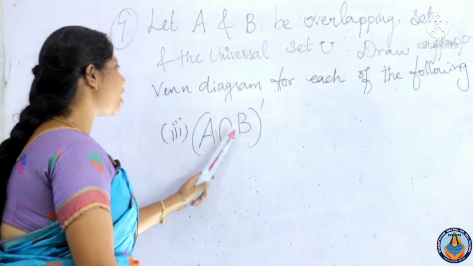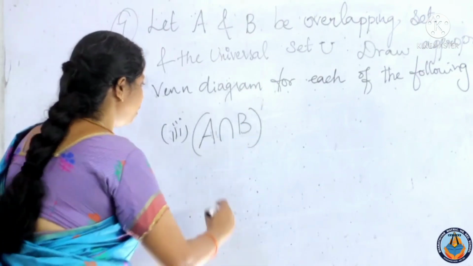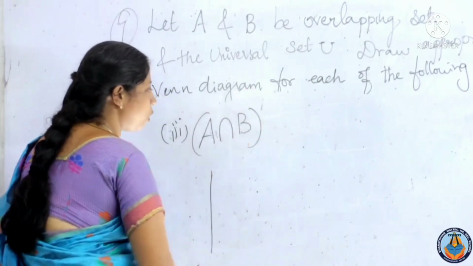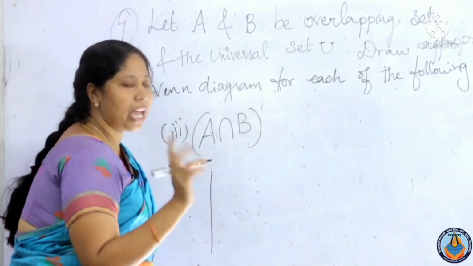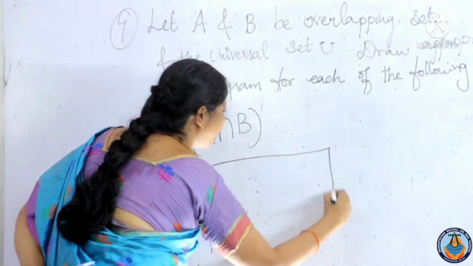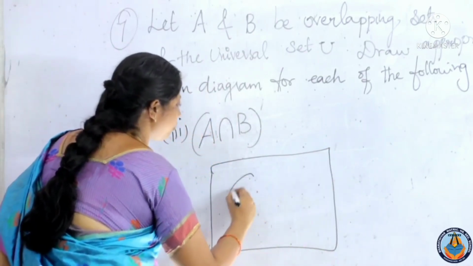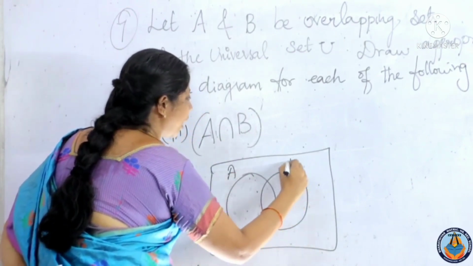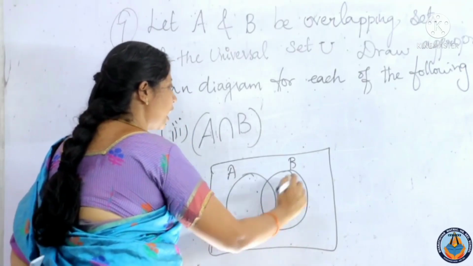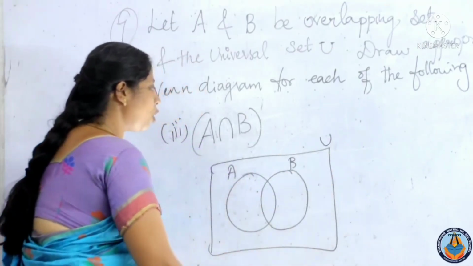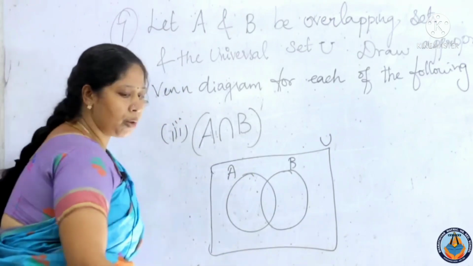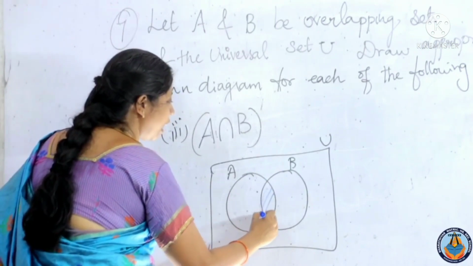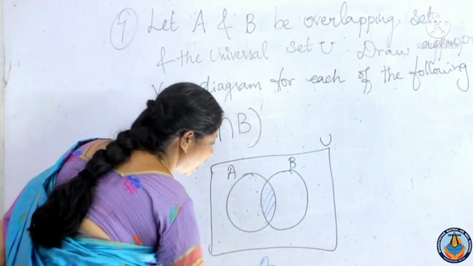Third one, (A intersection B) dash. We have to find (A intersection B) dash. For this you have to draw two diagrams. First you have to find A intersection B. A, B are the two overlapping sets. Then you have to draw the universal set. Now you have to find the intersection part. This is the common part, A intersection B.